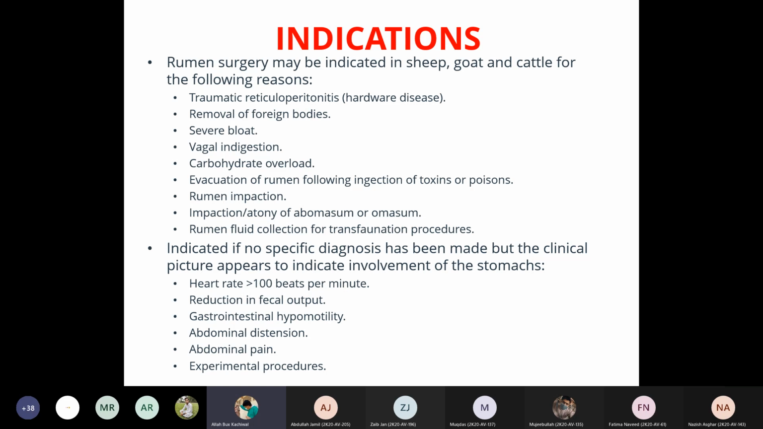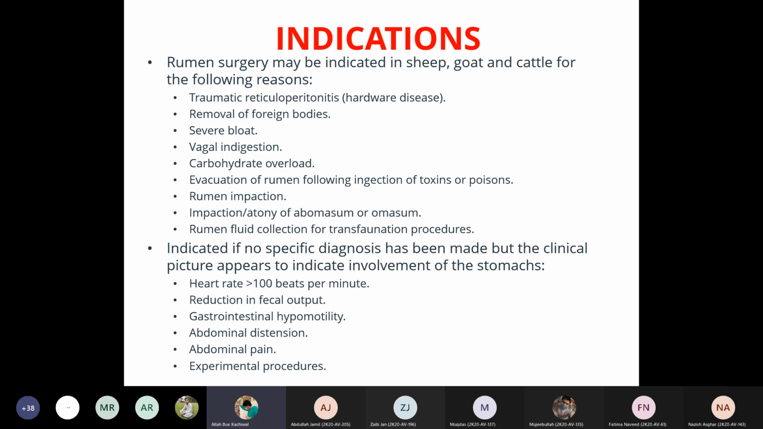Removal of foreign bodies, mostly plastic material or undigestible material, can be done by ruminotomy. Severe bloat: if there is no solution for bloat and you have failed to treat the bloat by chemotherapy, then you have to perform ruminotomy for chronic or severe bloat. Vagal indigestion, which can be treated by ruminotomy. Carbohydrate overload can also be treated by ruminotomy. Evacuation of the rumen following the ingestion of toxins or poisons, which animals may have engulfed, can be done by a ruminotomy.